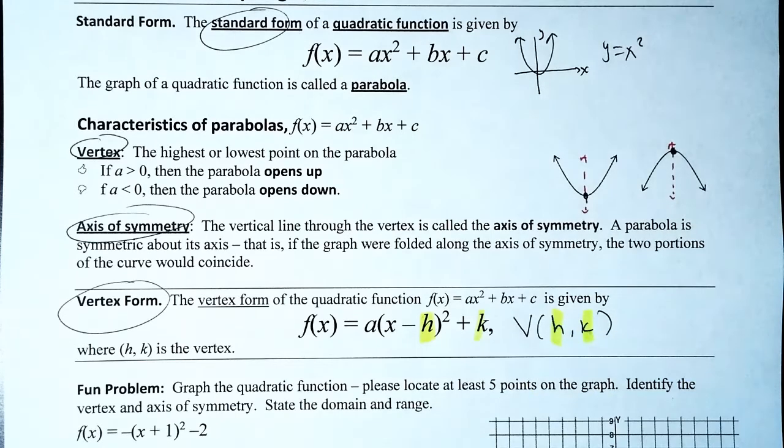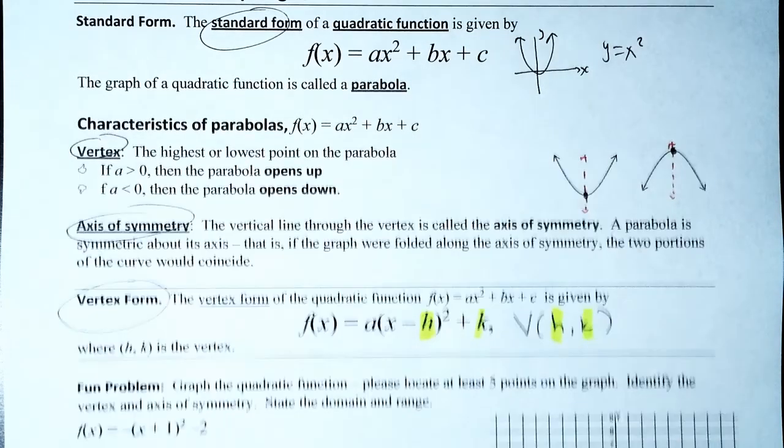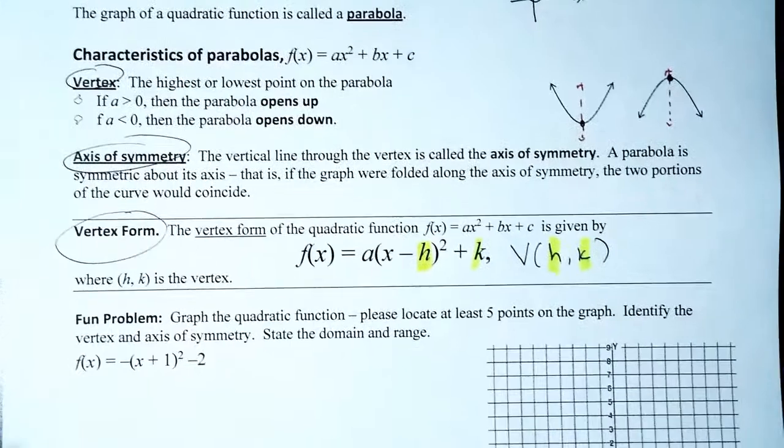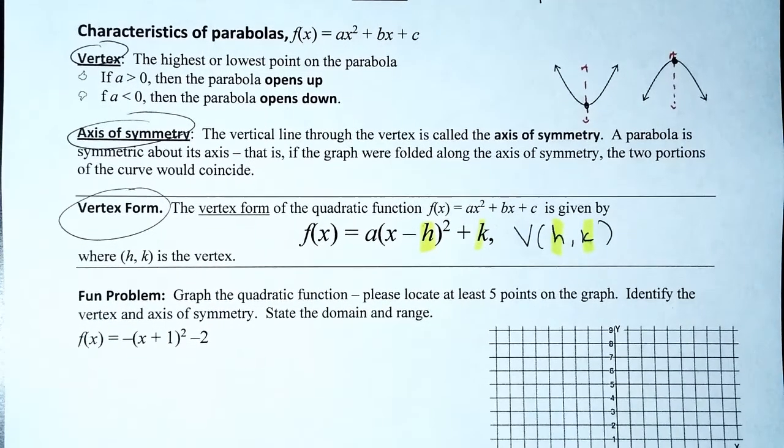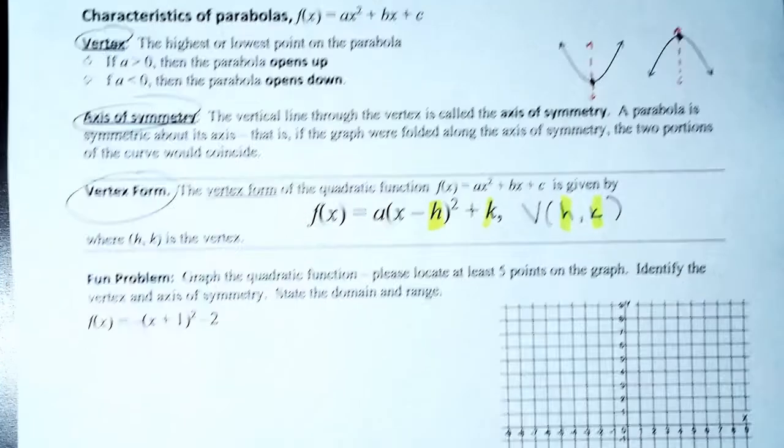Okay, so let's go ahead and illustrate this with our first and only fun problem. It says a fun problem, yeah, because math is fun. Okay, graph the quadratic function. Please locate at least 5 points on the graph. Identify the vertex and axis of symmetry. State the domain and range.